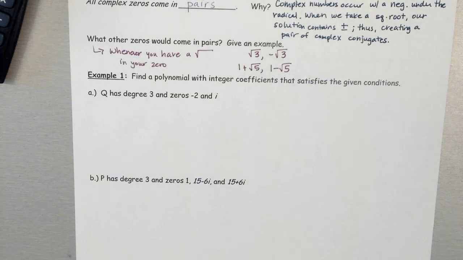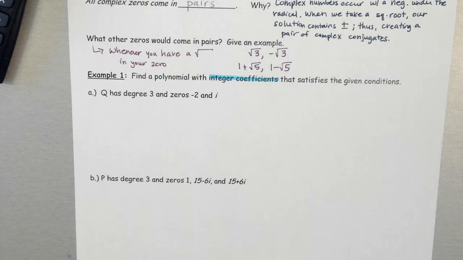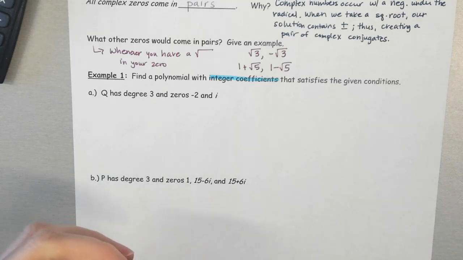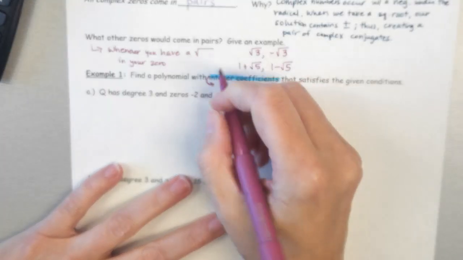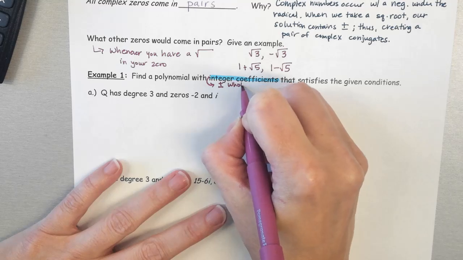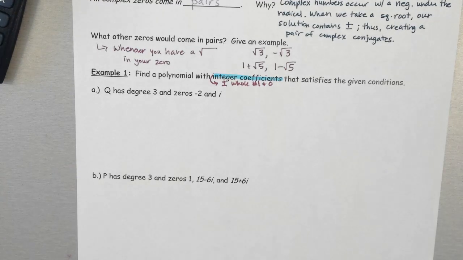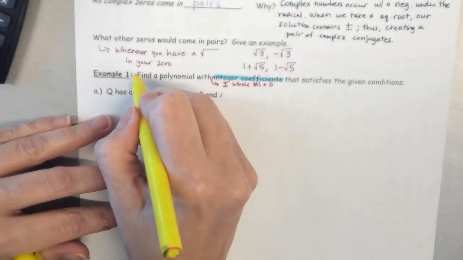So when we're finding a polynomial with integer coefficients, first of all, integer coefficients means you're not going to have what? You're not going to have what? I didn't hear it. Integers are not fractions. Yep. Thank you. So integer coefficients are positive and negative whole numbers and 0. So no fractions and no decimals. So you're going to find a polynomial that satisfies those conditions.